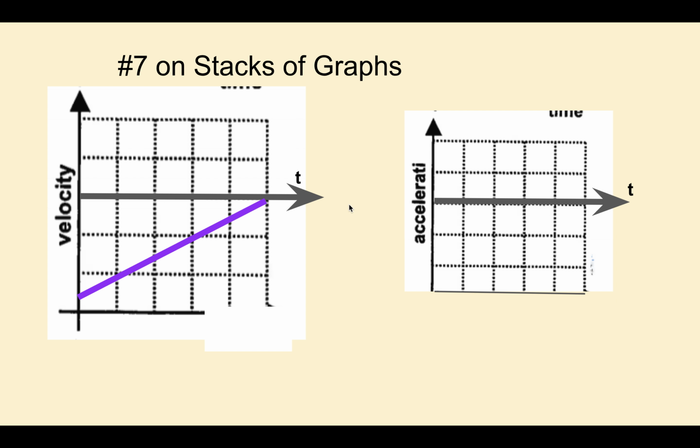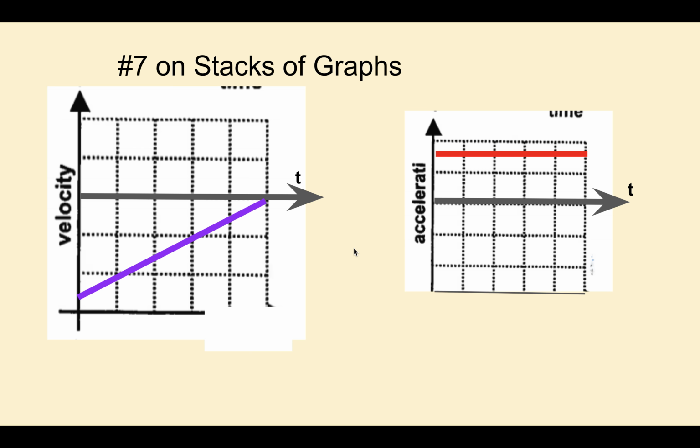So again, for the acceleration graph, I look at the slope of this line. This is a positive slope. It's uphill, which means I'm going to draw it up here in the first quadrant, and it's constant. So I'm going to see a constant positive value for the acceleration. So that's number 7 on the stacks.